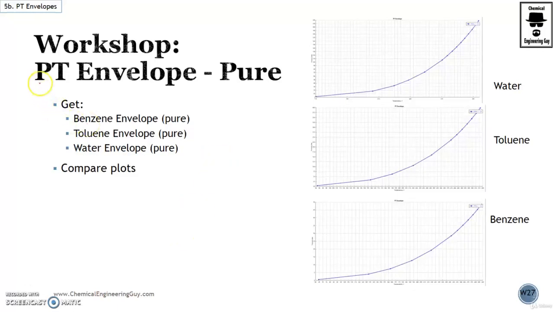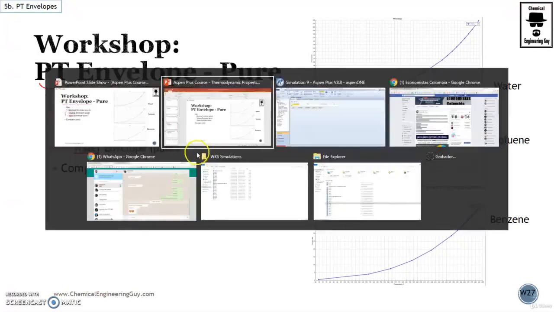So even though PT envelopes are actually for binary mixtures, or at least they will be more interesting to analyze that way, we can still use the PT envelope tool to analyze pure substances. In this case, we're going to choose benzene, toluene, and water. And what we're going to do is essentially get the vapor pressure of the pure component. So let's do it.